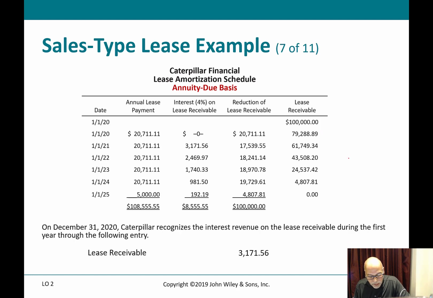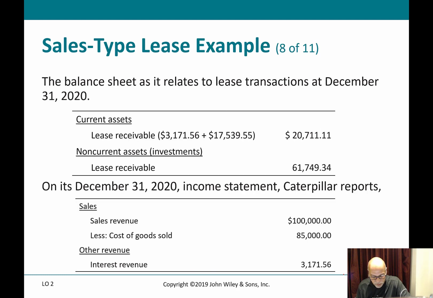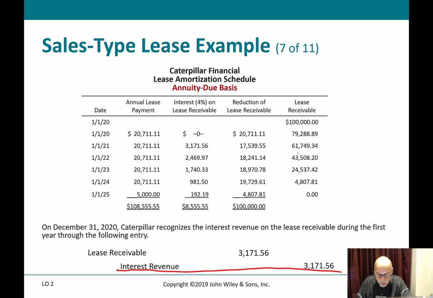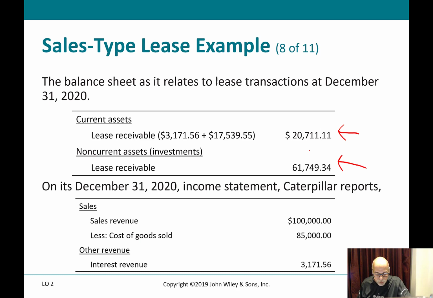Okay, so we start to take a look at that. At the end of the first year, they set up the lease receivable. Instead of it being interest expense, now it's interest revenue. Okay, and then we show our balance sheet. There's our lease receivable, and there's the non-current portion, which is the balance there, just looking at the amortization table, that's the amount that we're going to get in future periods. And then, of course, we have our revenue minus our cost of goods sold, which would be our gross profit of $15,000. They could show that if they wanted to. And then the interest revenue that we just recorded.